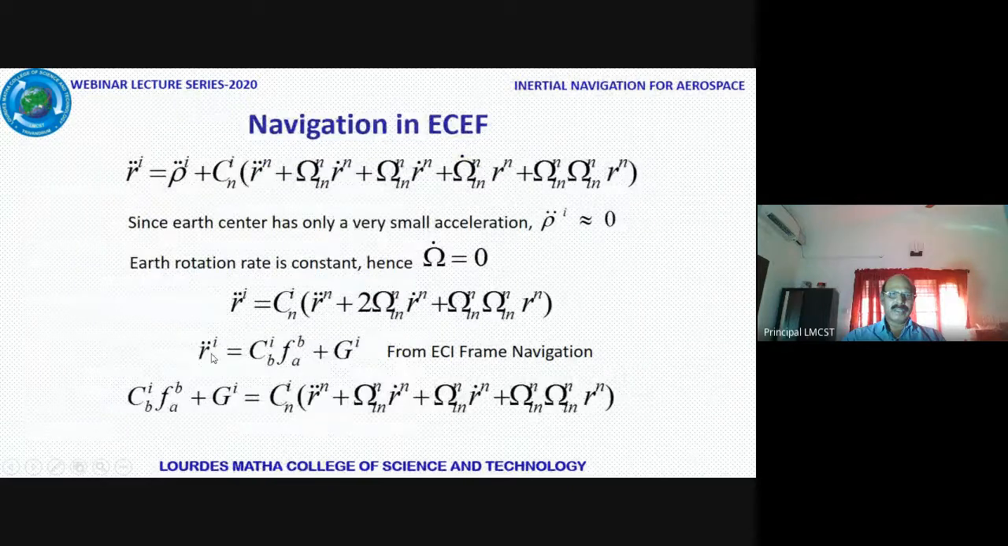And put it here. R double dot I is CBI FAB plus GI. It is the same equation I am taking from ECI from navigation. Therefore, instead of this, I am replacing this here on the left hand side. That's all I am doing. All other things, nothing else is done. Now let's go to the next slide.